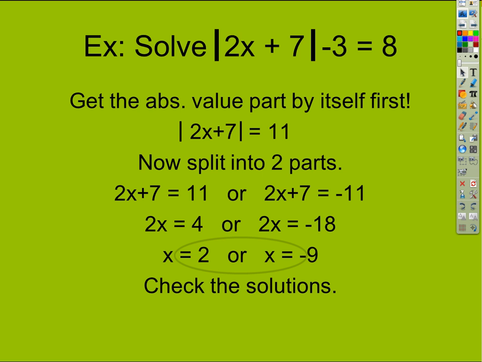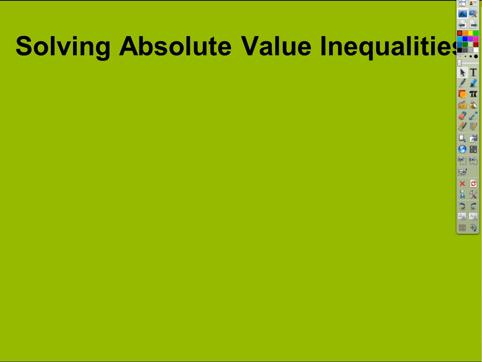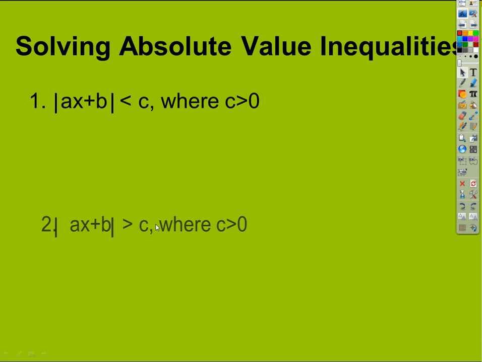Now, the last two things we've got to look at are the two cases for solving absolute value inequalities. We've got two things we have to consider. There's two different kinds, two cases. We could either have the absolute value of some expression is less than a number, or the absolute value function is greater than a number. And we've got to deal with those two cases. They're going to be different.